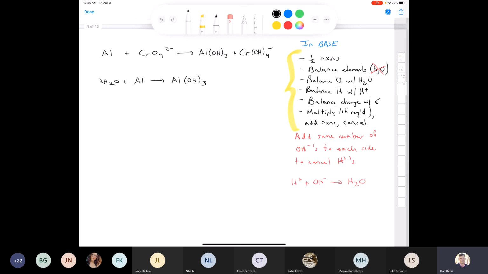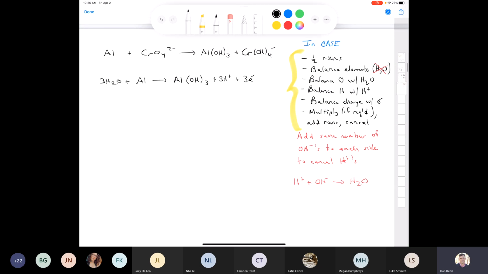We need to balance out the hydrogens. I have 6 hydrogens here. I have 3 here. So that means I need 3 protons over here. And I have a charge of 0 over here. I have 3 plus on this side. So that means I need to add 3 electrons. So now my oxidation half reaction is totally balanced.